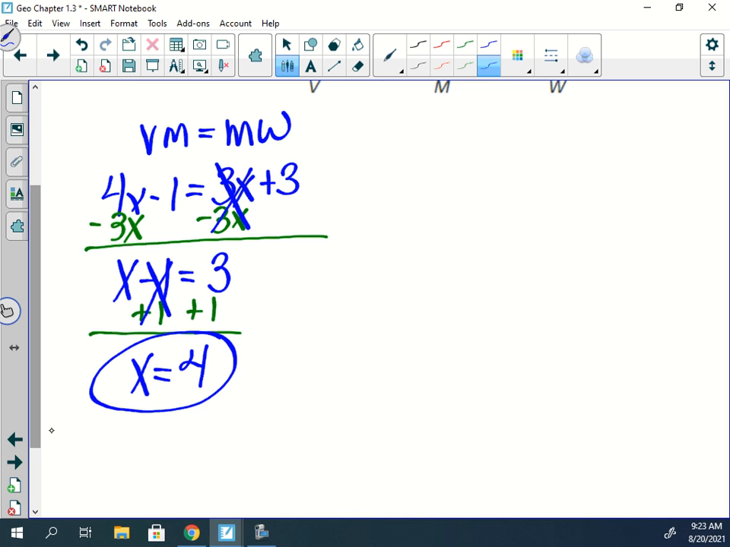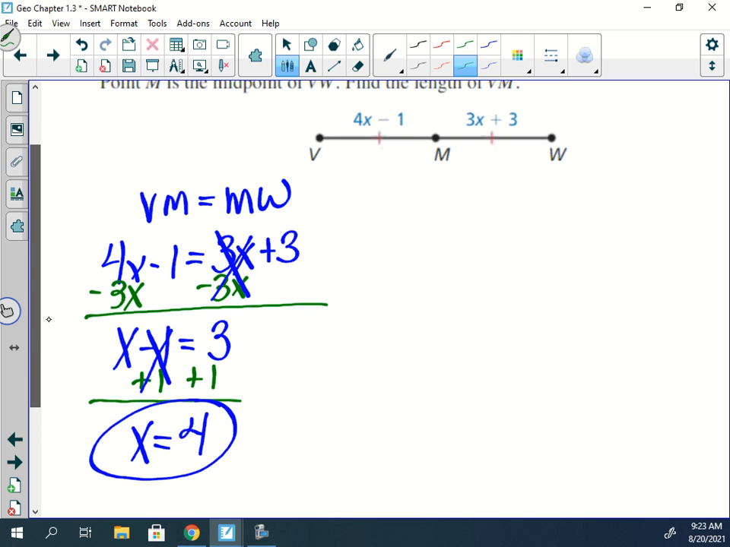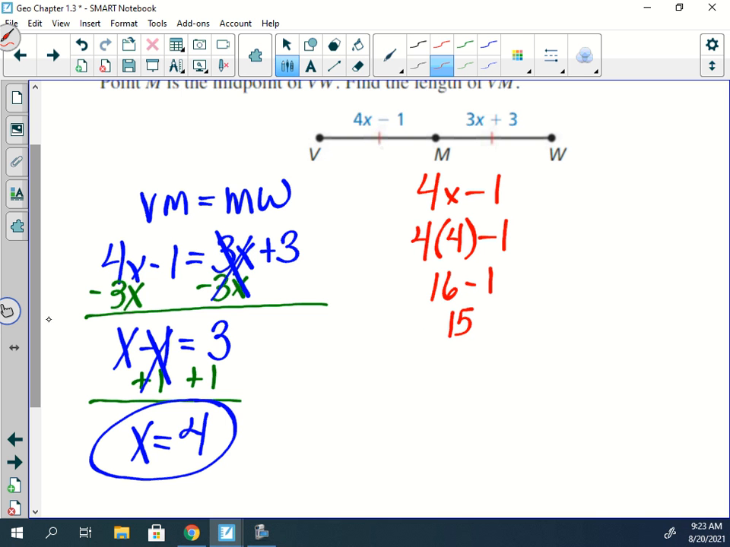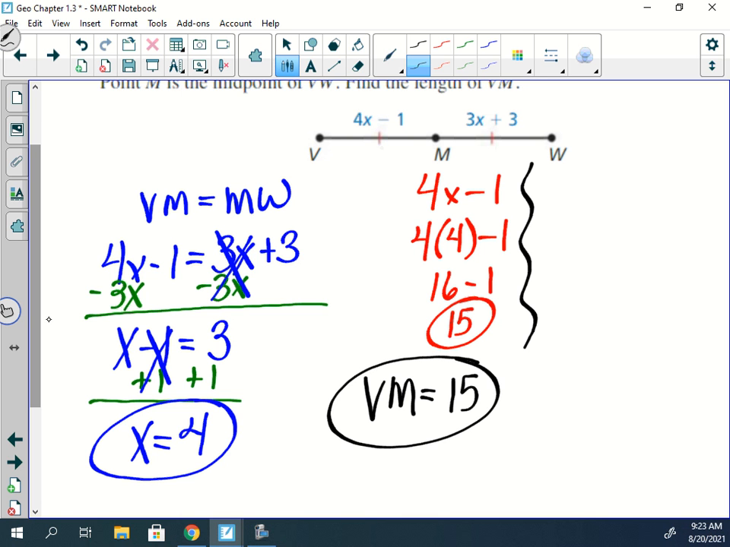Now we just need to plug it back into one of the two equations. Do we need to plug it into 4x minus 1 or 3x plus 3? So let's plug it into 4x minus 1. So if I take this here and plug in 4, we have 4 times 4 minus 1. 4 times 4 is 16. And 16 minus 1 is 15. So VM is equal to 15.